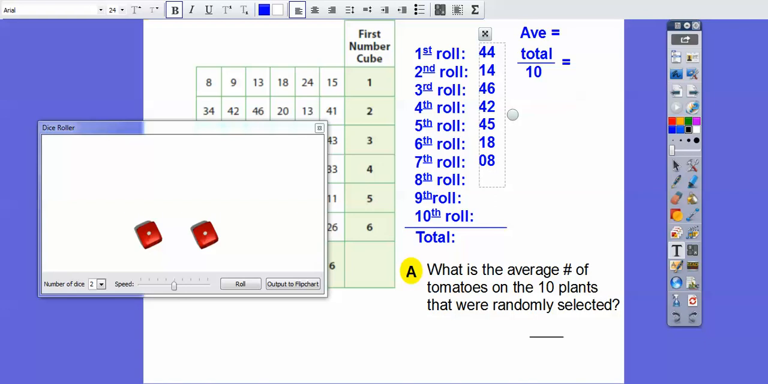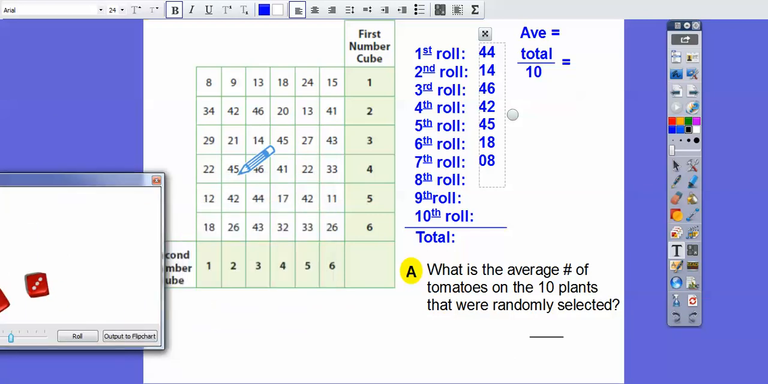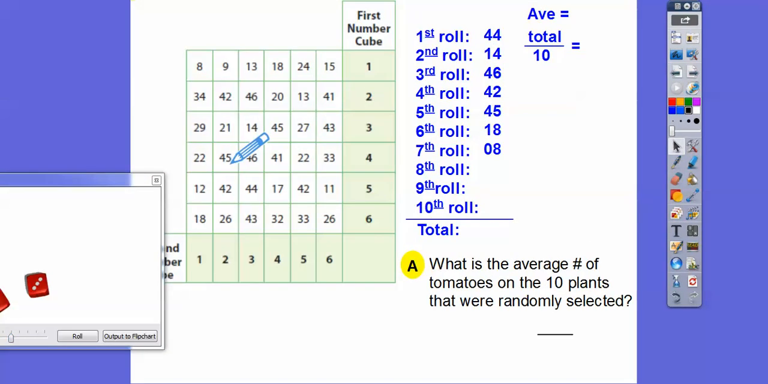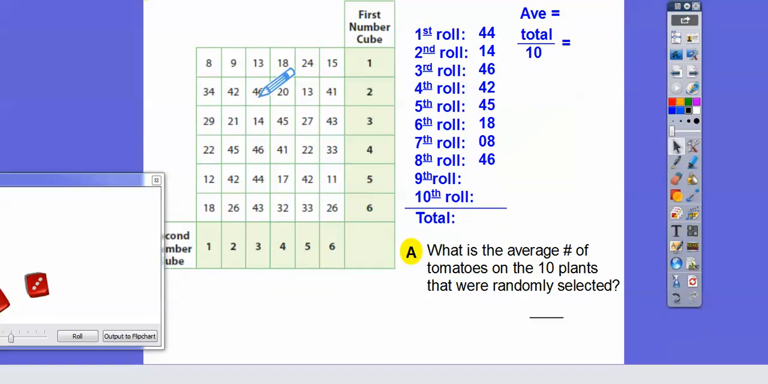And then on my 8th roll, I'm going to get 2 and 3. So 2 and 3 looks like row 2, column 3. Sorry, column 2, row 3 is 46. Okay, so almost done, and then we're going to average these. You guys remember how to do average. We add them up and divide by how many rolls we did. In this case, we did 10. All right, 2 more, you guys.